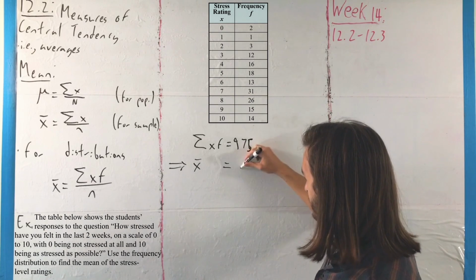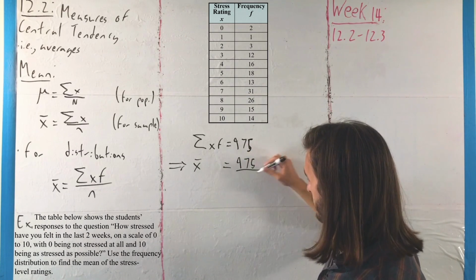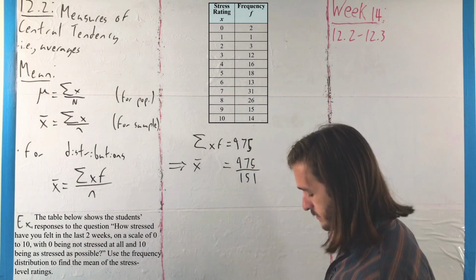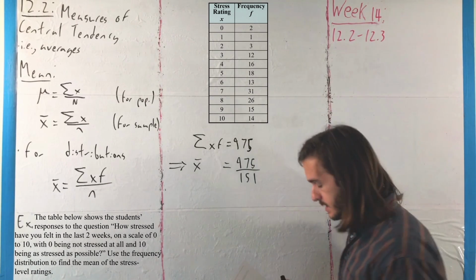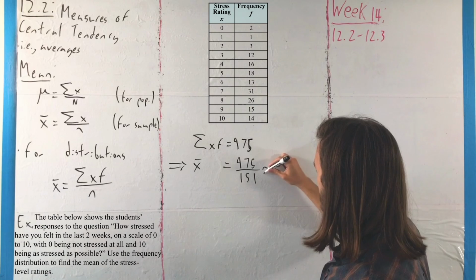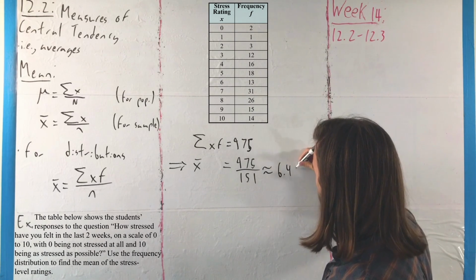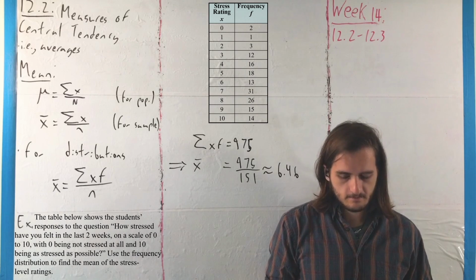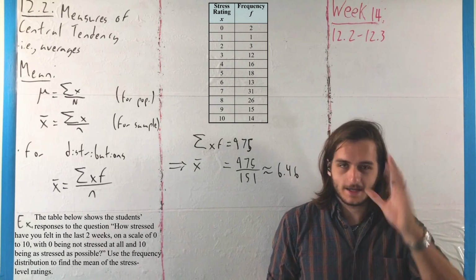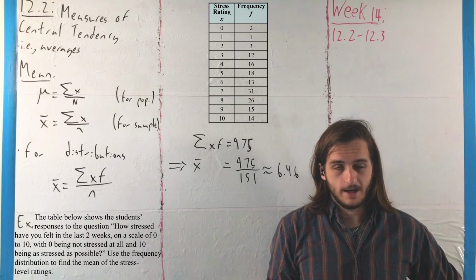We end up having 975 over 151 because there were 151 responses. You can add up all the values there to check if you want to be sure. We will get that the average stress rating was about a 6.46, which is to say most people were fairly stressed, and I can understand why.